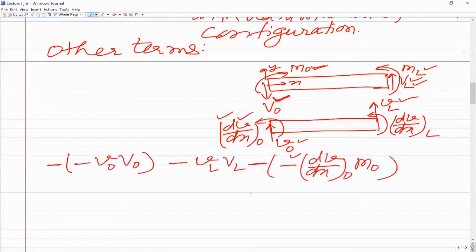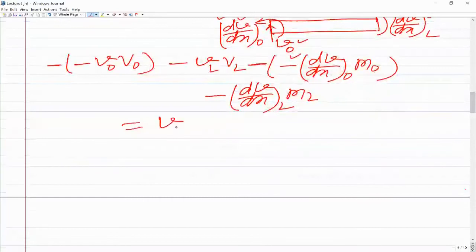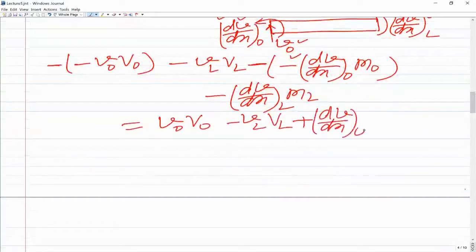Then finally we have this moment ML. This is about the positive z axis, and this rotation is about the positive z axis. Their product gives you the work done. So the potential energy is minus dv by dx at L into ML. So you will see that this is equal to v naught into capital V naught minus vL into capital VL plus dv by dx naught into M naught minus dv by dx at L into ML. So you will see that this is the potential of the forces and moments.